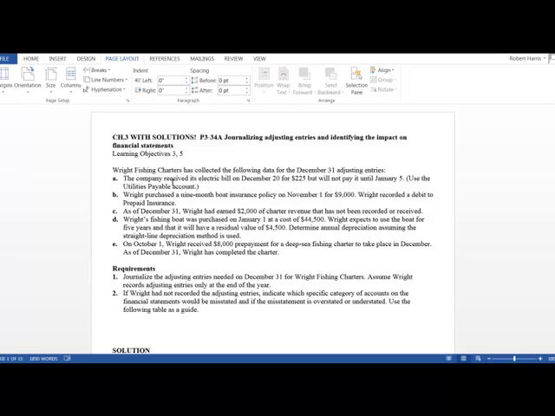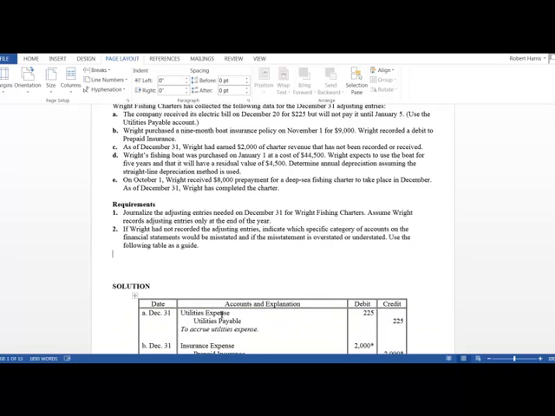So for the first one, it says the company received its electric bill on December 20th for $225, but we're not going to pay it until the next accounting period. So we have a bill, we've already consumed the electricity, we know how much the bill is, but we're not going to pay it just yet. So what we have here is this $225 utilities expense that we need to record, but we can't credit cash because we have not actually paid it yet. Doesn't that make sense? We haven't cut a check yet. We're not going to cut it until the beginning of the next accounting period.